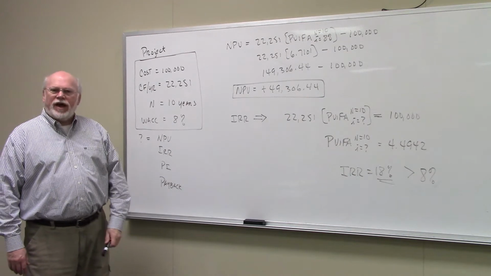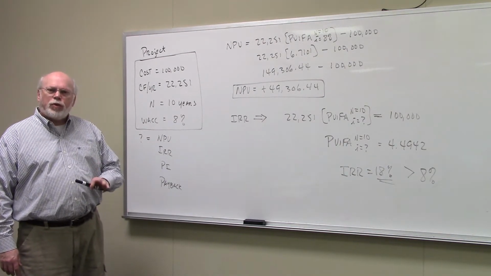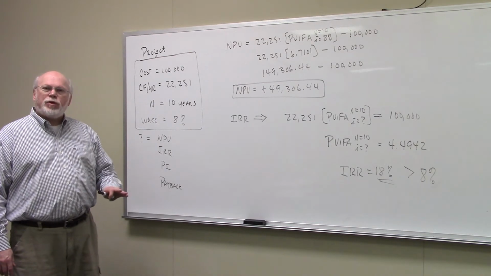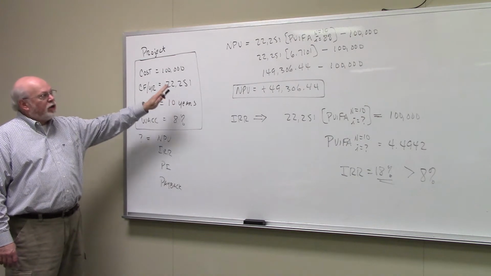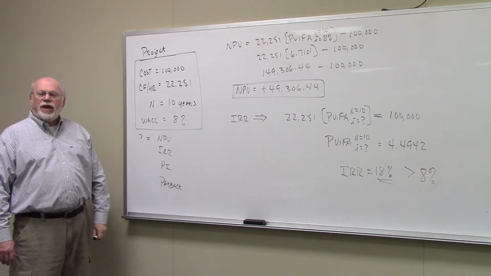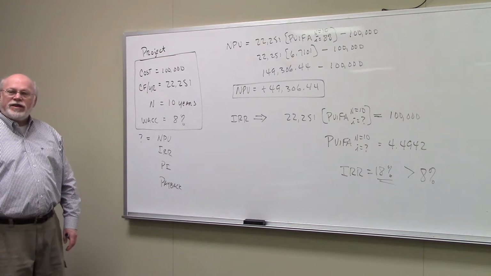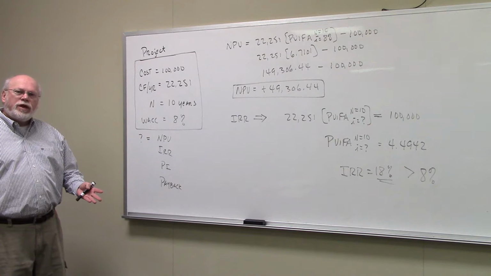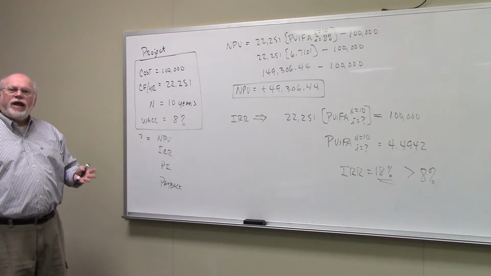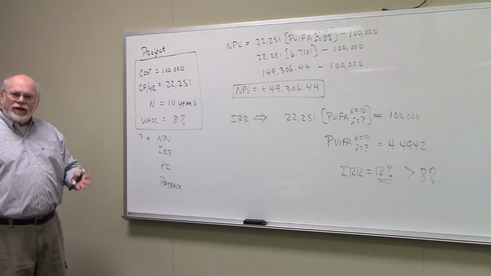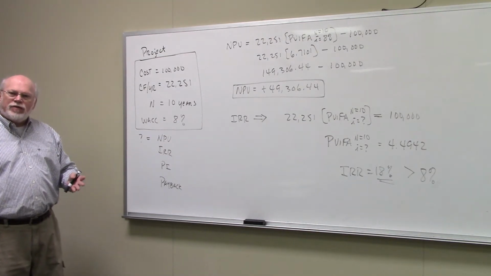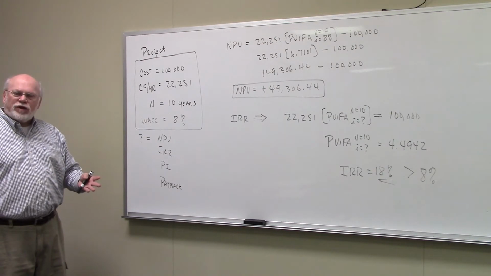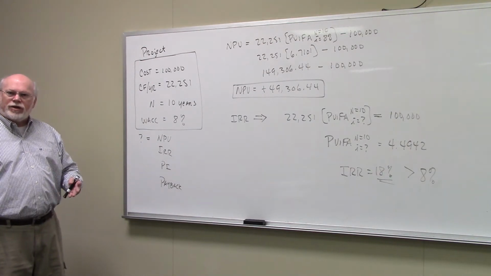Now, to calculate net present value, let's remember that net present value is the present value of the inflows minus the present value of the outflows. The inflows in this project are these cash inflows here, $22,251. That's an annuity. We get that every year for 10 years. To find the present value of an annuity, we'd multiply 22,251 times our PVIFA with N equal to 10 and I equal to 8%. That would give us the present value of the inflows. What we subtract from that is the initial investment, or what we call the present value of the outflows, which for this project is $100,000.